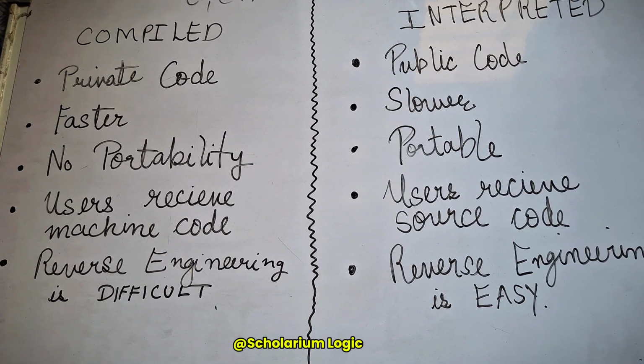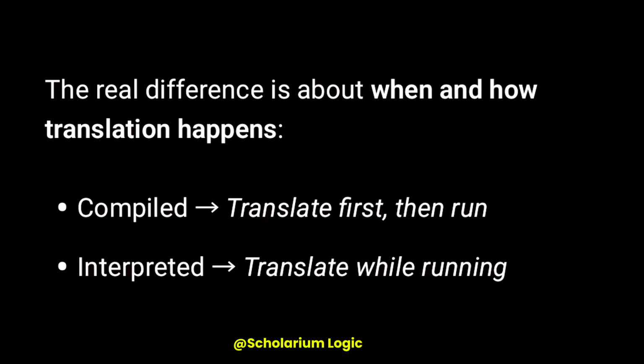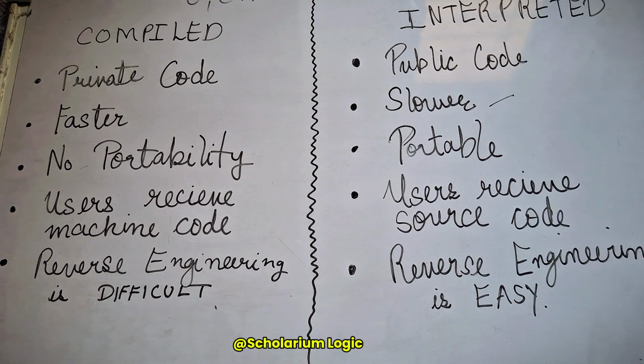The CPU executes the machine code directly. There is no translation step during execution. The interpreter is involved at runtime. Code is optimized during compilation. The compiler can improve performance. The interpreter translates the code line by line at runtime. The CPU executes through the interpreter layer.